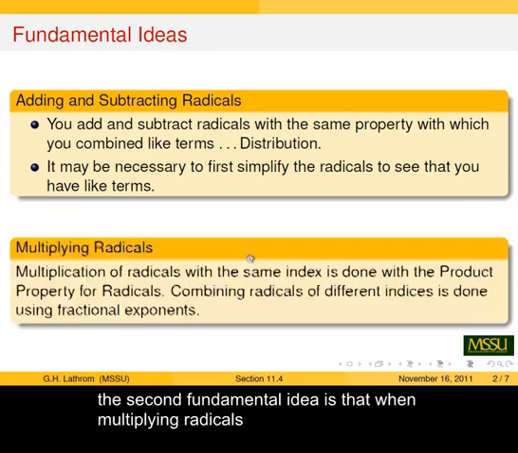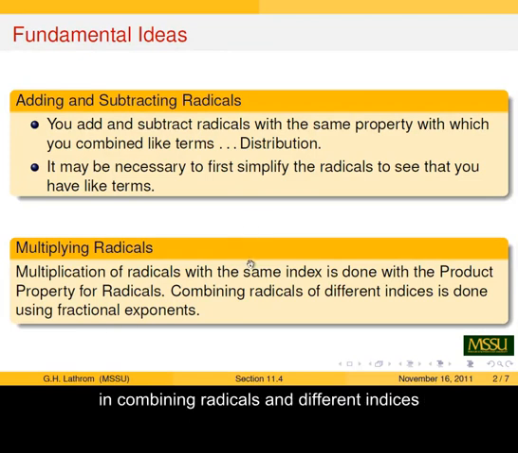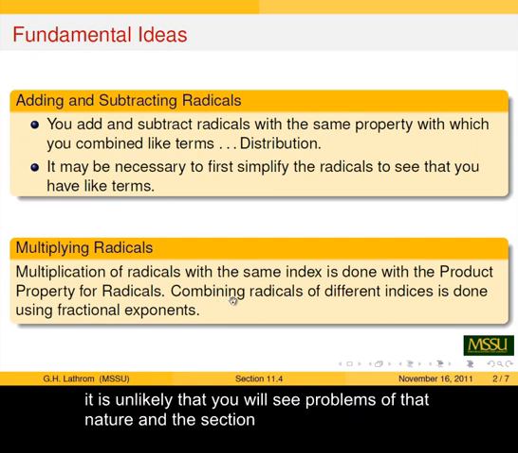The second fundamental idea is that when multiplying radicals with the same index, this is done using the product property for radicals. When combining radicals of different indices, it is necessary to use fractional exponents. But it is unlikely that you will see problems of that nature in this section.